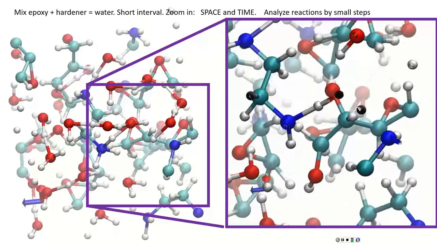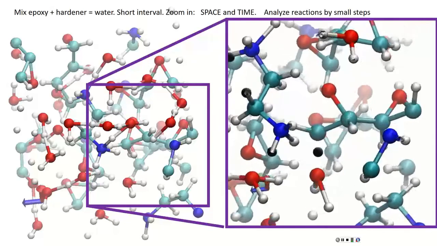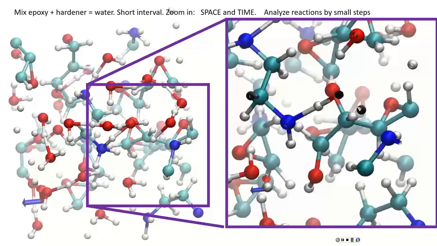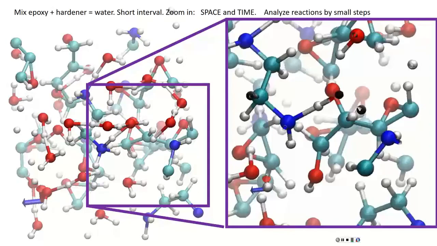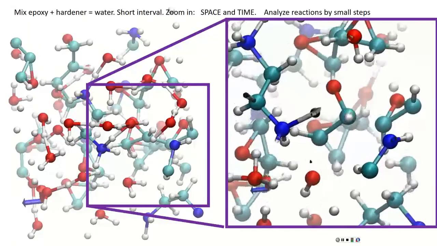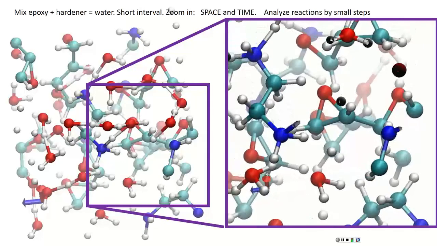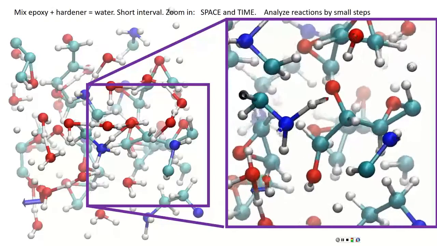Right there, you start to see that epoxy. Aha, there it is. It's really quick, right in the middle. It starts to break up. So which bond is breaking up? The epoxy. Which bond between which? Oh, the atoms? Oxygen, carbon. Okay. Why is it breaking?